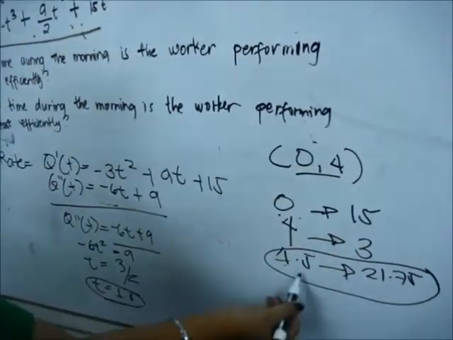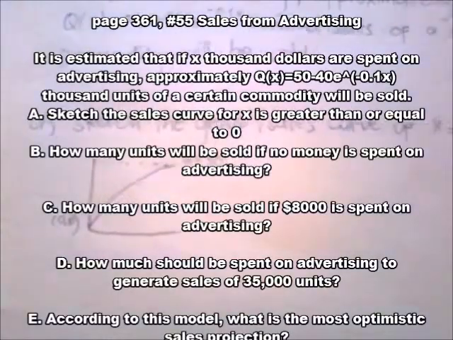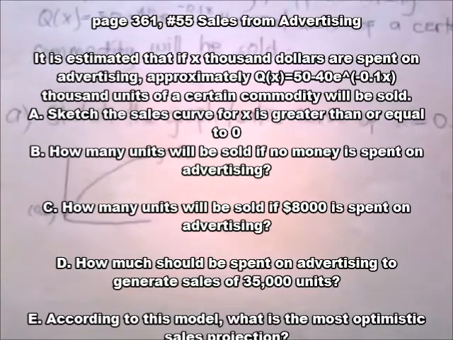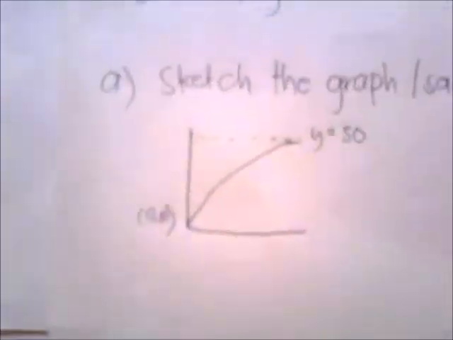So 1.5 is the time where the graph or sales curve of x is greater than or equal to 0. This is the graph. We assume a number, so we come out with this coordinate, 0 and 10. So y is equal to 50.